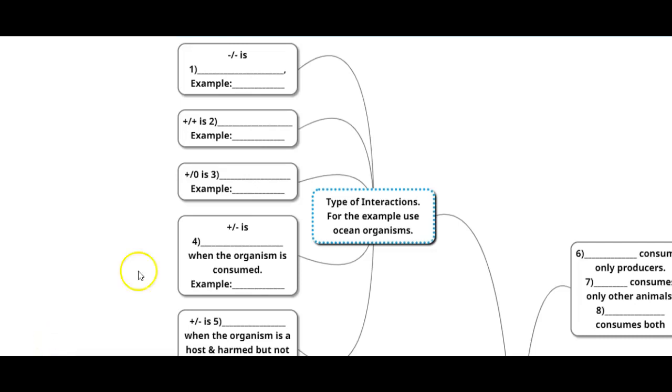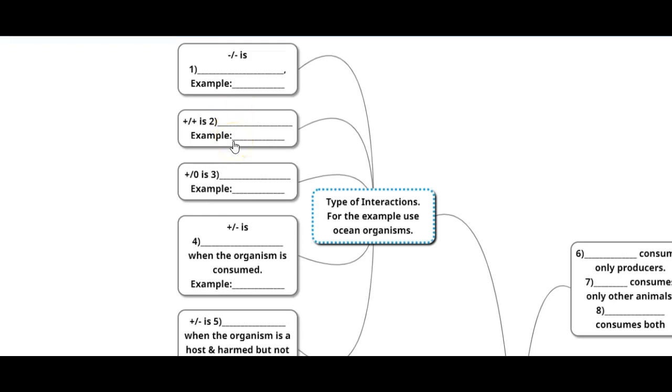Ocean Ecology Study Guide. Starting this off at number 1, a minus minus. Now this one is competition. It's not good for either organism as they have to expend more energy to compete for the same resources. Example, this would be a shark and a dolphin competing for food. If the other one wasn't there, it'd be easier to get food, but because the other one is there and they're competing, each has to spend more energy.